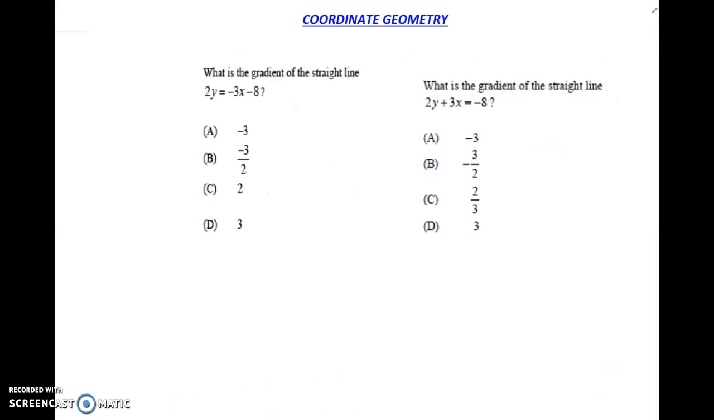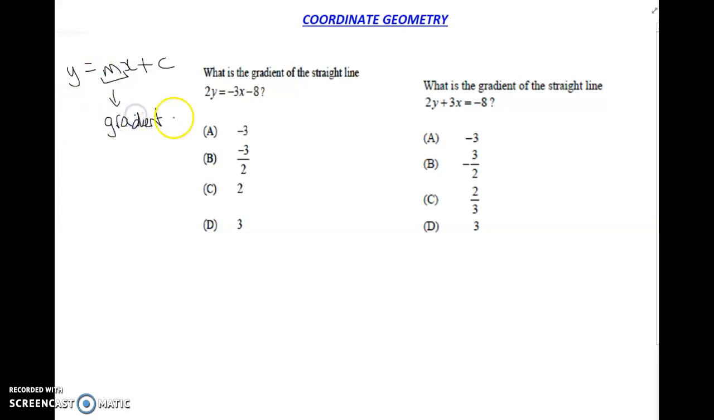Alright, so now this question, we're going to know what is the gradient of the straight line. I put these two next to each other because they are basically the same thing, right? There's one little tiny difference, which I will show you. So remember, the general equation for a straight line, as I would have mentioned in the last couple questions, y equals mx plus c, right? Where the value of m is your gradient, right?